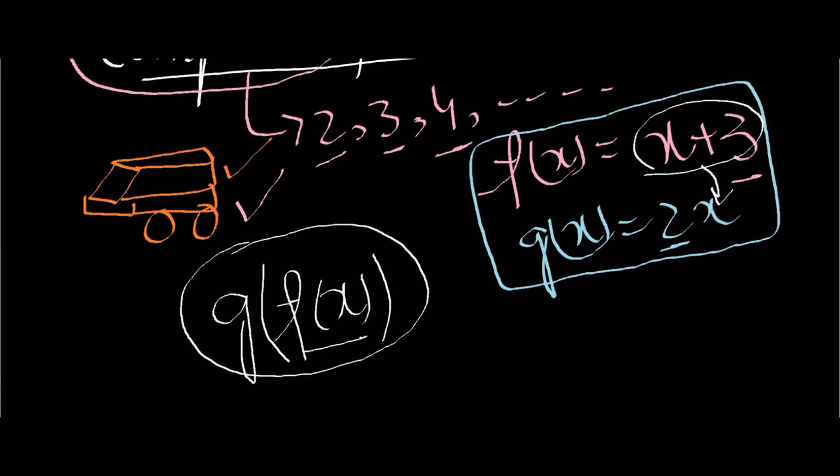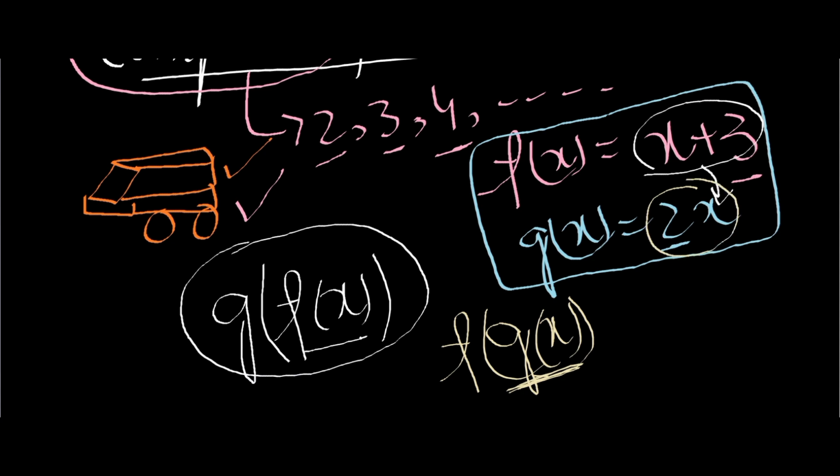There's another way where I can put g of x in the domain of f. It depends on you in which direction the function goes. So I can also write it like this: f of g of x. As you can see right here, g of x is now in the domain of f. It means that this 2x goes over here.